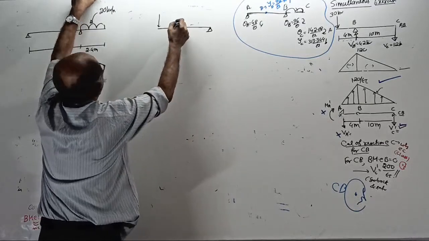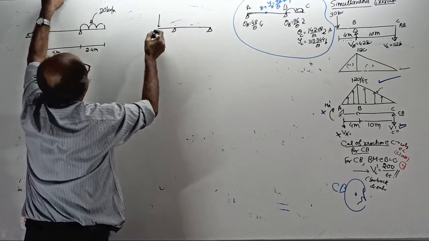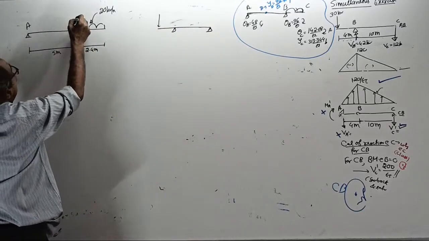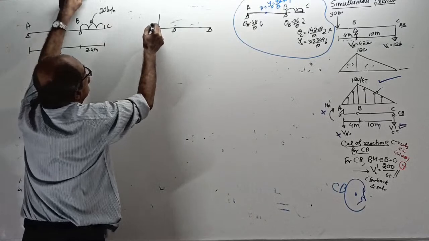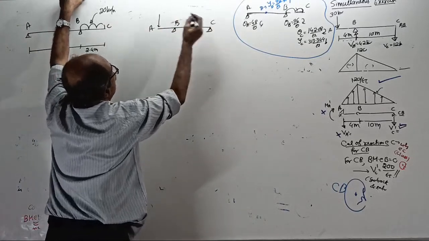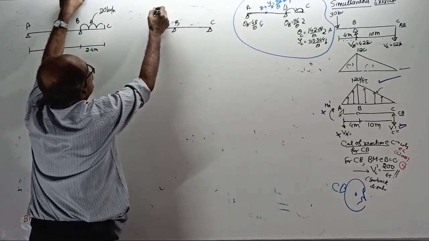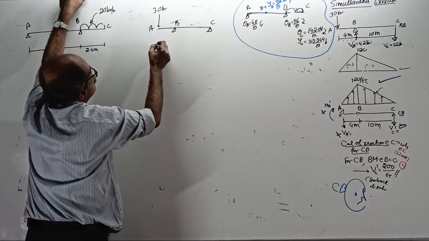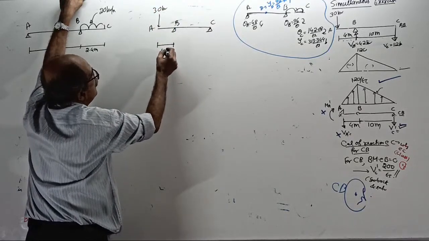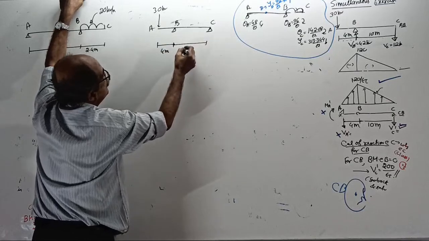Okay. A, B, C, D. Actually, see, I will put a name here. Name is not a problem. A, B, C. You write whatever name you want. A, B, C. Okay. Here the point load is 30 kilonewton. This overhang is 4 meter. This is 10 meter. Okay.